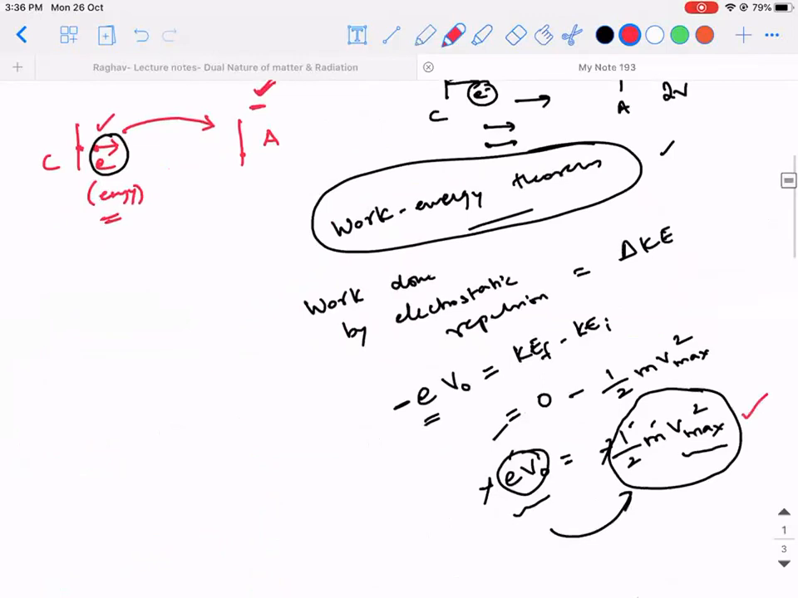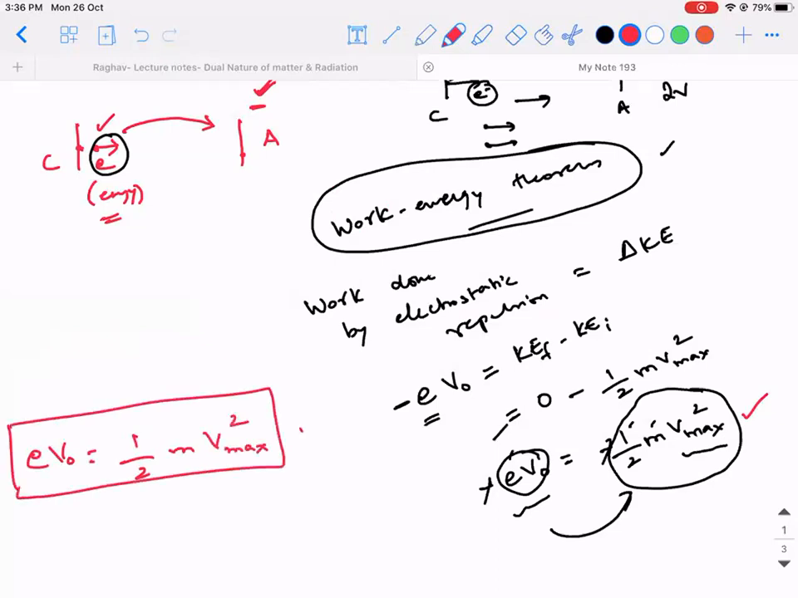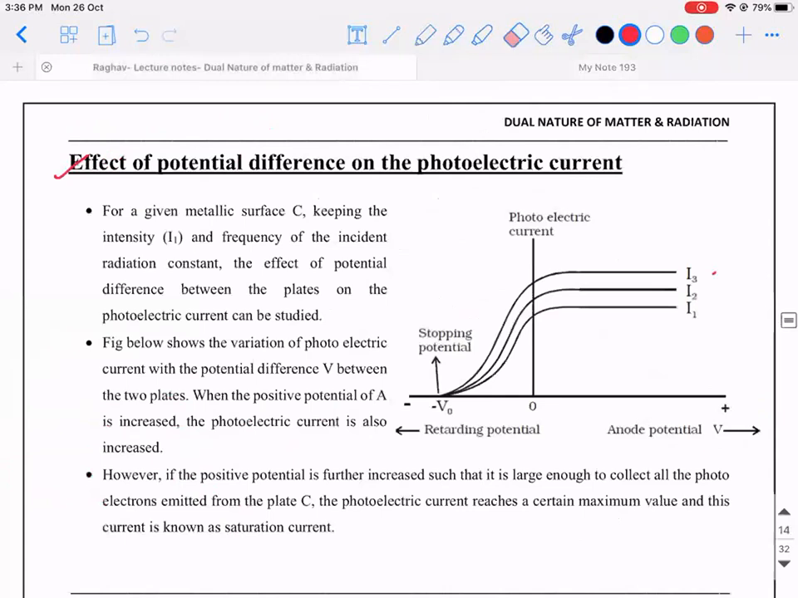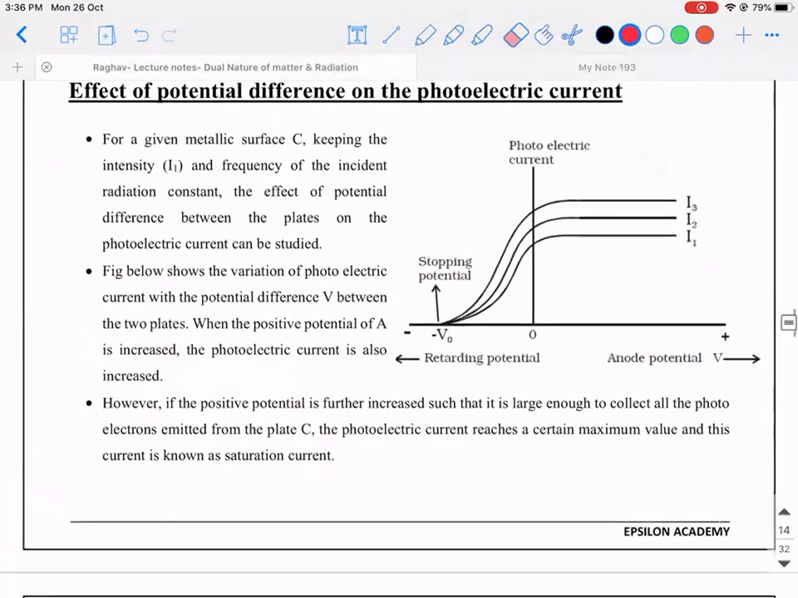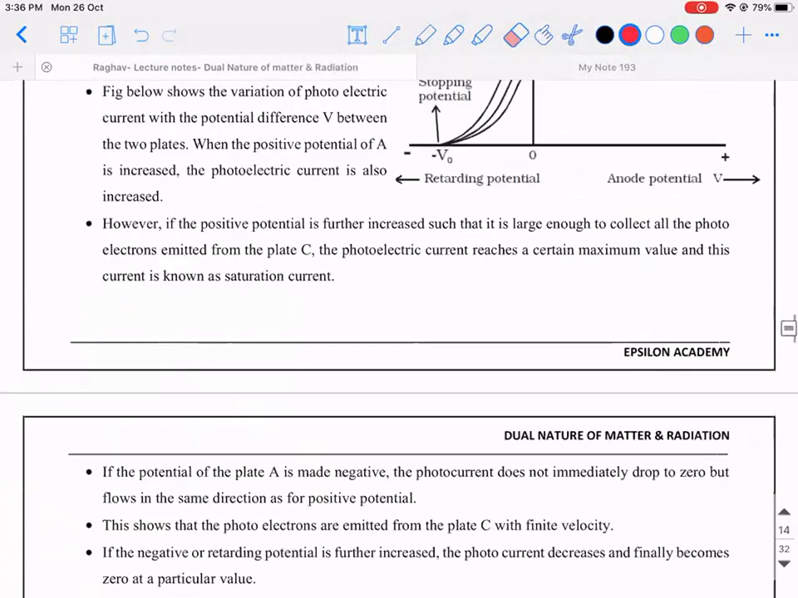So eV naught is equal to half m v max square. This is one of the important equations. Have this in your mind. There are very few formulae in this chapter, out of which this is one of them. Is there any doubt in these two points? Okay, I assume there is no doubt.